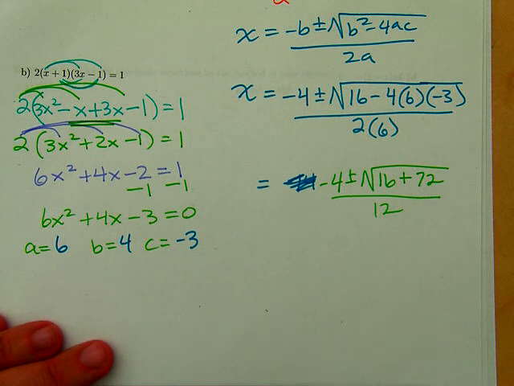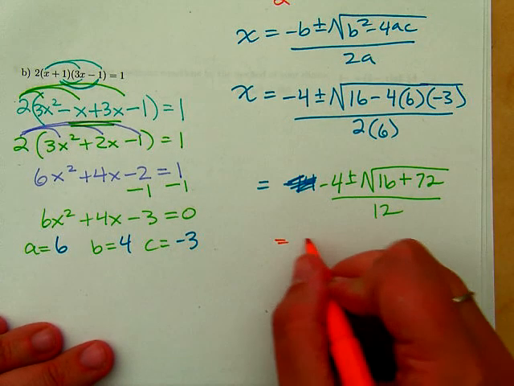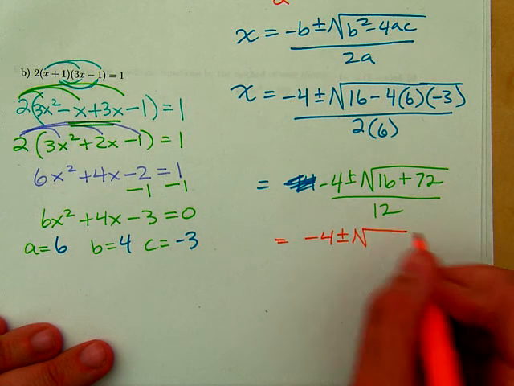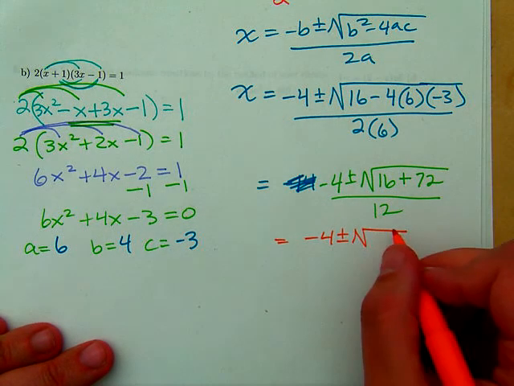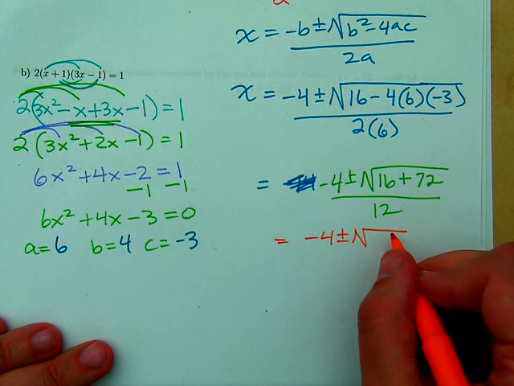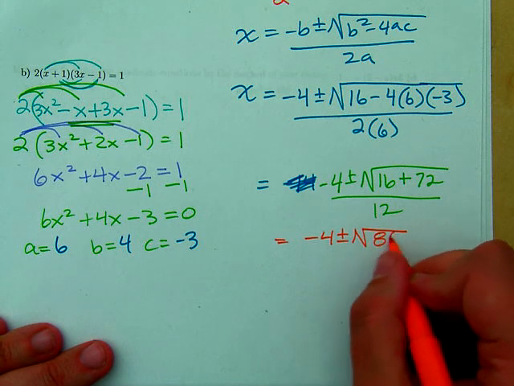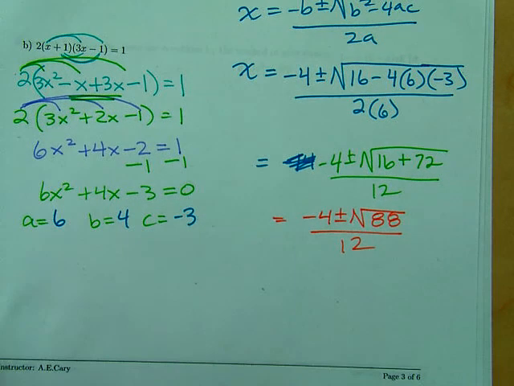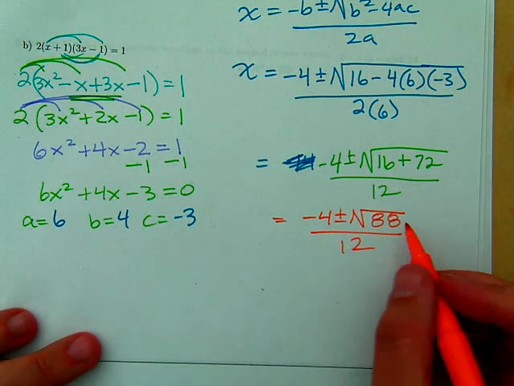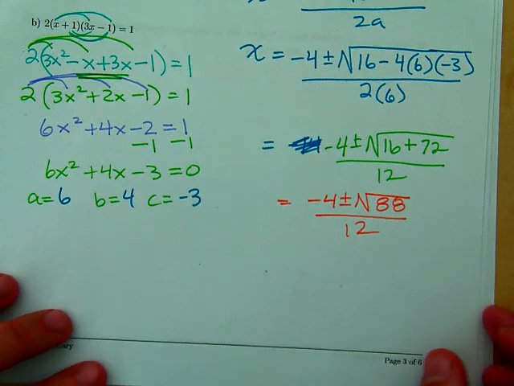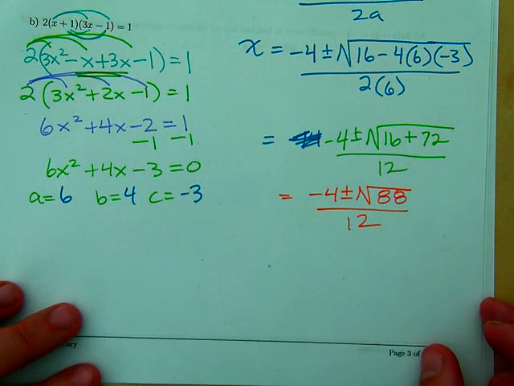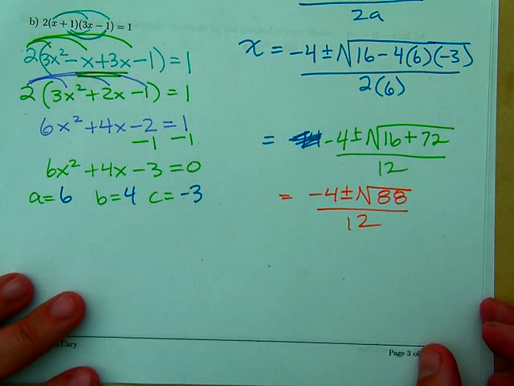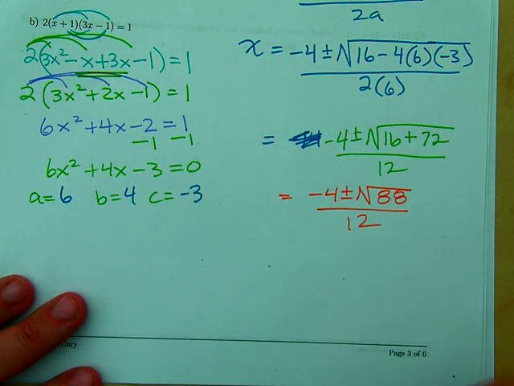Okay, and moving right along, equals negative 4 plus or minus the square root. What does that add up to? 88 over 12. Are you guys looking at your old notes too to see if I'm getting the same answers? Okay, good. And can we simplify radical 88? What would it simplify to? 4 times 22. And 22 is just 2 times 11, right? So that doesn't do much for us.